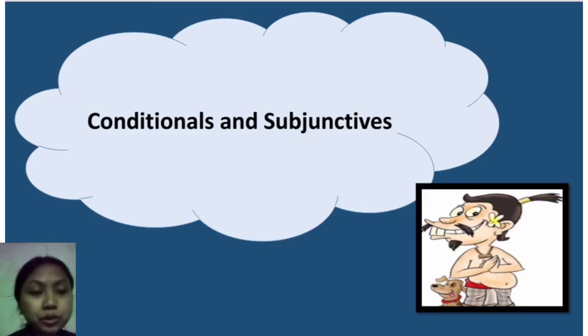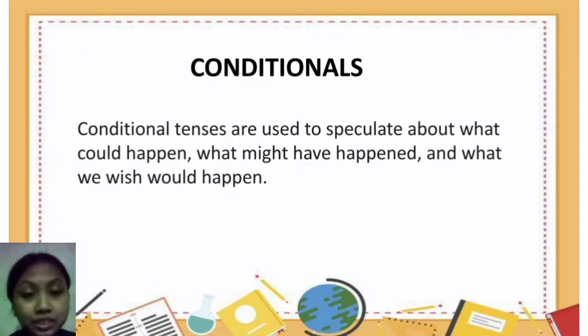I would like to explain about conditionals and subjunctives. The first material here is about the definition of conditionals, which are used to speculate about what could happen, what might have happened, and what we wish would happen. Here we use conditionals to express a certain condition and the result of that condition. Then, depending on the type of conditional we choose to use, we can express a great many things, be it about the future or the past.